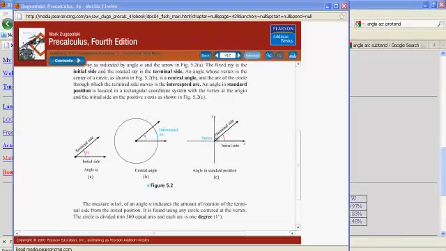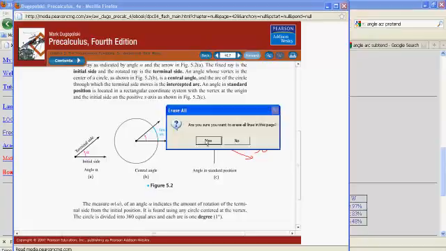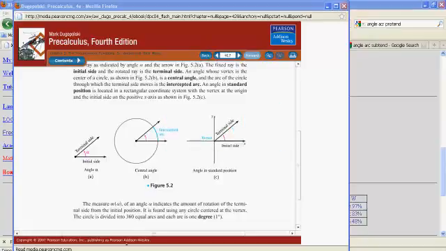So we know this one is 90 degrees, right? And then this one is 180 degrees. And then this one is 270 degrees, right? And if you rotate one revolution, then you have 360 degrees.